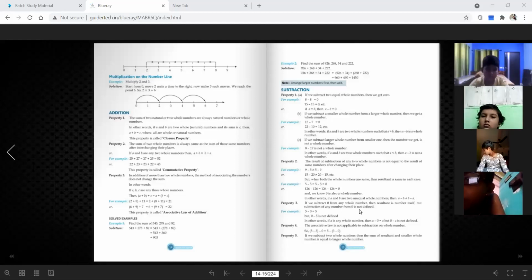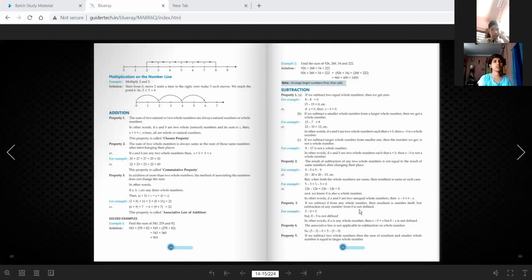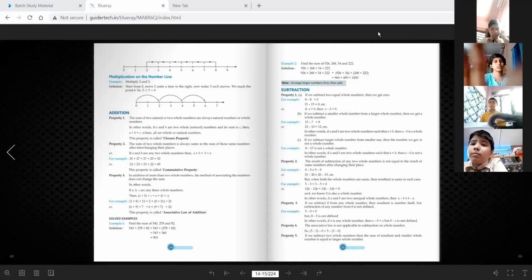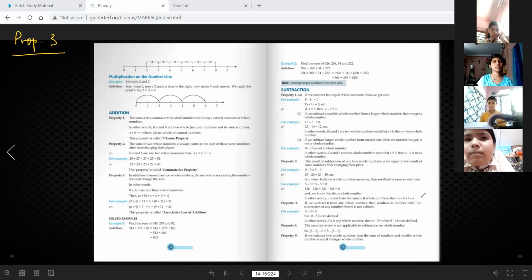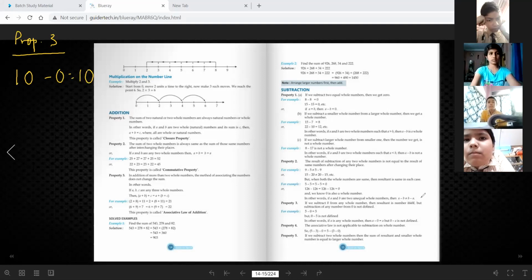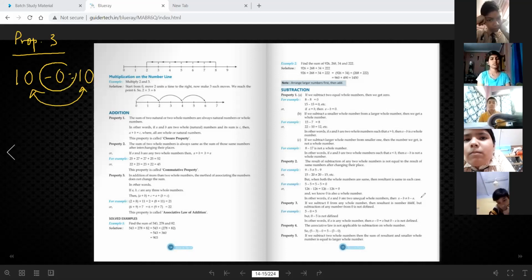Okay. So here, what is the main thing over here? Property 3 is saying like that. Suppose I am subtracting 0 from 10. So it will come as 10. The number itself will come. So subtracting 0 does not change the number itself. Right?